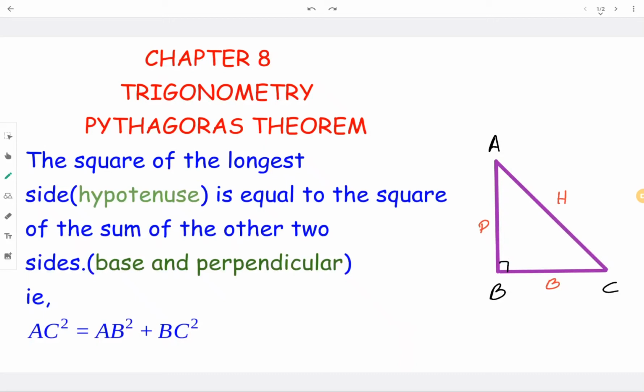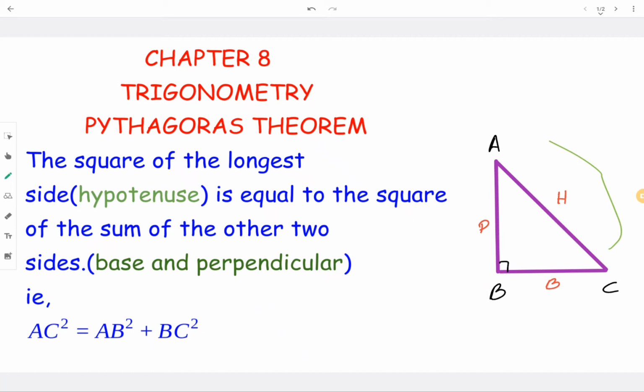Right, before we start solving the exercises, let us learn the Pythagoras theorem, because we'll be using this theorem again and again. All right, so let's start with the statement: the square of the longest side. So we'll read on the longest side. This is the longest side, which is the hypotenuse, is equal to the sum of the squares of the other two sides.